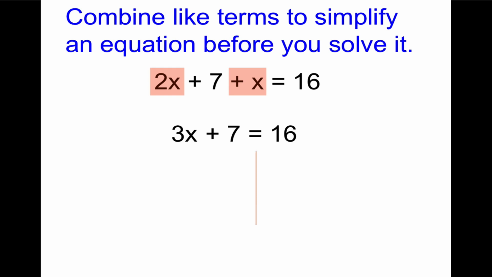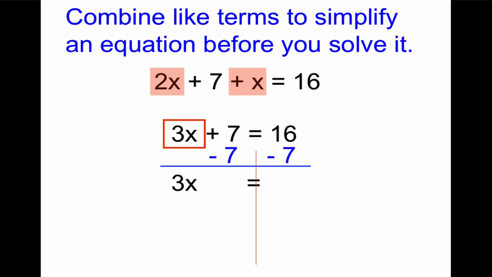So let's put the line coming down, the line of equality. The first thing we want to do, well, we're trying to box out the 3x. That's what we want to isolate in the next step. So we're going to subtract 7 from both sides. 7 minus 7 equals 0. So on the left side, we have 3x. And on the right side, we have 16 minus 7 equals 9.